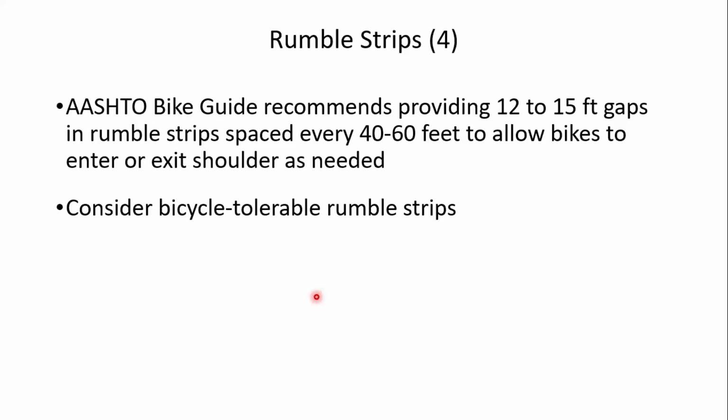With regard to rumble strips, the AASHTO Bicycle Guide recommends providing 12 to 15 foot long gaps in the rumble strips, spaced every 40 to 60 feet or so, to allow bicycles to enter or exit the shoulder as needed. Another thing to consider, some agencies are using what they call bicycle tolerable rumble strips. The milling is not as deep as a conventional rumble strip, so they're said to be more bicycle tolerable than the conventional design.